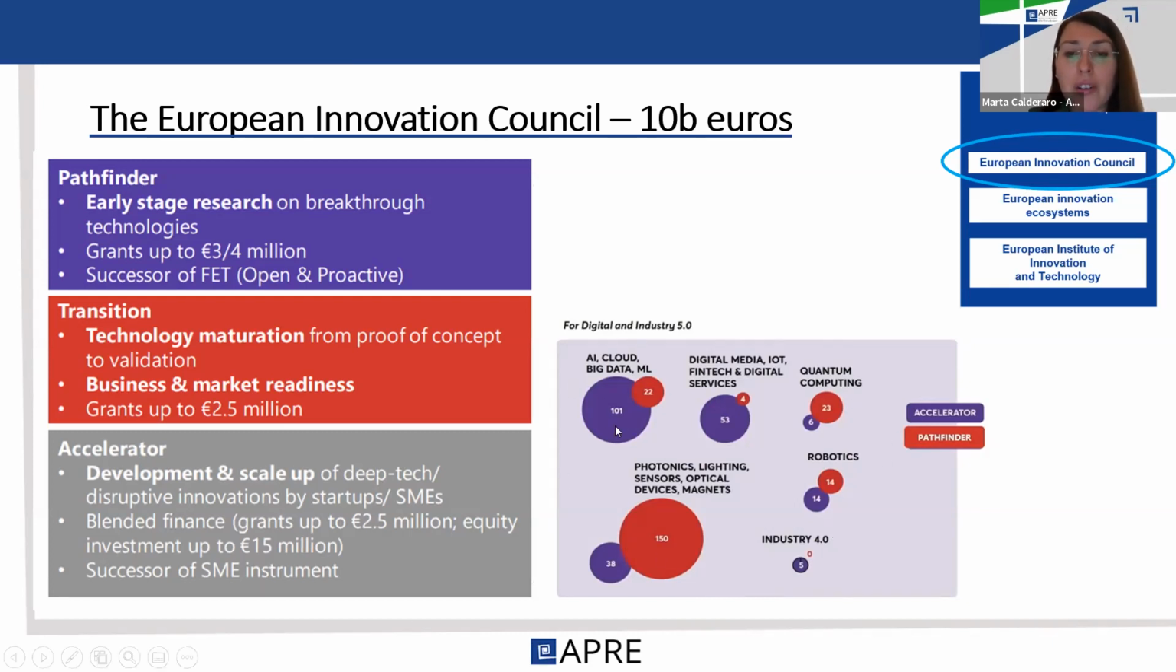As you can see from here, the European Commission has just released an impact report where it has been looking at the funded projects within the Accelerator and the Pathfinder, because the Transition, previously within the pilot phase, was not yet a major funding opportunity. They looked at the digital and Industry 5.0 related opportunities. As you can see here, the major funded projects have been supported via the Accelerator on AI, cloud, big data, and machine learning. But there was also really strong support for digital media, IoT, fintech, and digital services. So of course, there are several opportunities to go in depth via the Accelerator funding scheme.